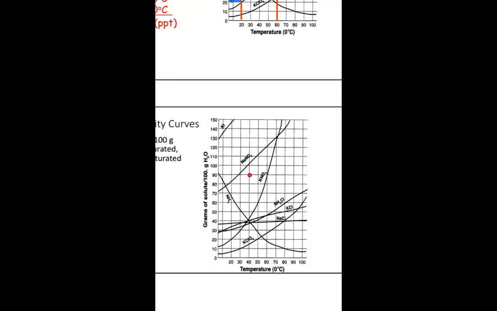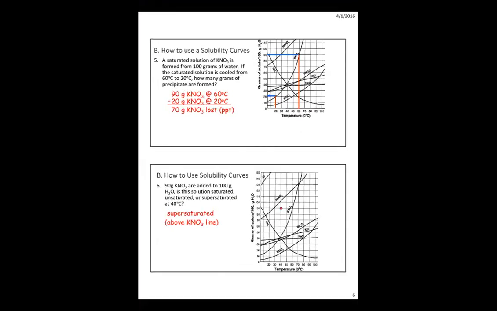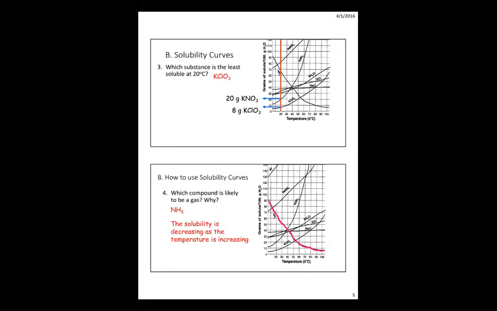So is it above KNO3, below KNO3, or on KNO3? Above. So it is above KNO3. So since it is above KNO3, it's said to be what? Supersaturated. Oh, you're all cool. That's beautiful. So it is supersaturated. So now, as somebody was saying, we should move back to the saturated, the gaseous part.